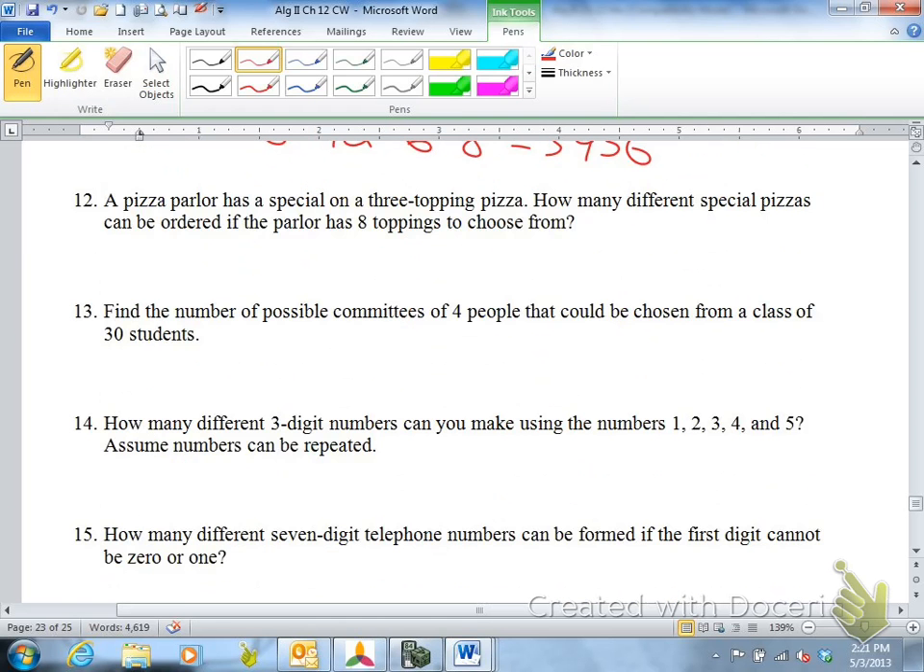The next question, a pizza parlor has a special 3-topping pizza. How many different special pizzas can be ordered if the parlor has 8 toppings to choose from? So if you get pepperoni, sausage, and olive, that's the same as olive, sausage, and pepperoni. So the order of the 3 toppings doesn't matter. This is assuming that you don't get double toppings, like pepperoni, pepperoni, and pepperoni for your 3 toppings. So you would have 8, choose 3, which is 56.